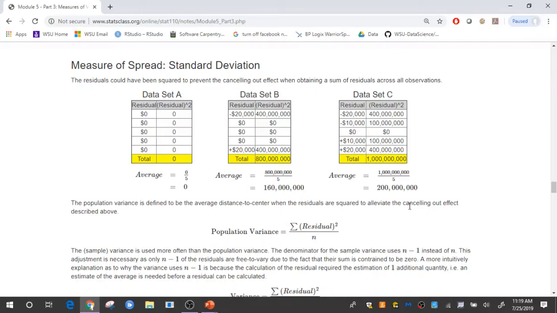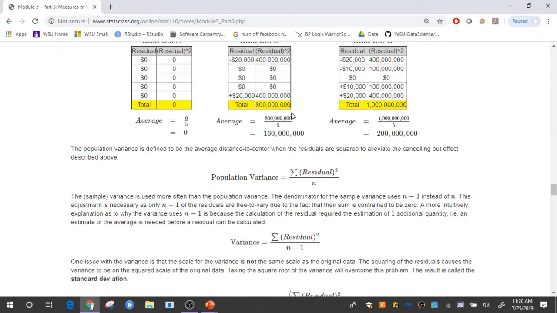For data set C, it's going to be slightly larger because, again, I have additional distance to the center for those two observations. The one at 50,000 and the one at 70,000 are going to contribute some more to the total distance to center. So these quantities right here, this average and this average, are called the population variance.